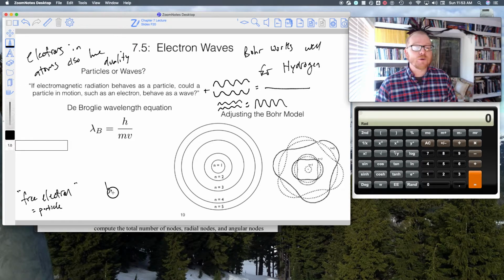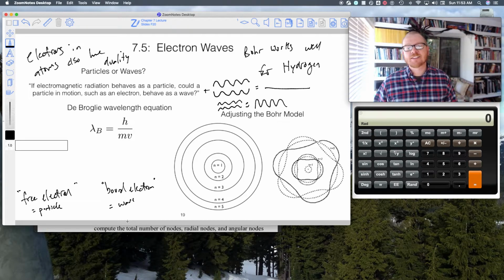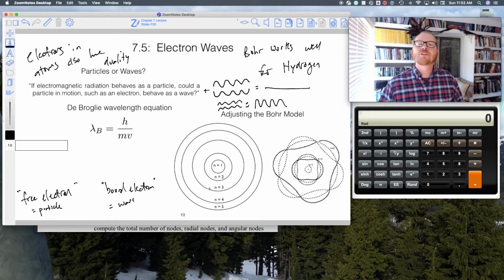But a bound electron acts like a wave. That's crazy. So light isn't the only thing that's susceptible to wave-particle duality. And what I mean by bound electron is an electron that's in an atom, an electron that is bound to a nucleus through those electrostatic negative-positive charges. Now the reason why the Bohr model works for hydrogen is because there's only one single electron. There's nothing for that electron to interfere with.